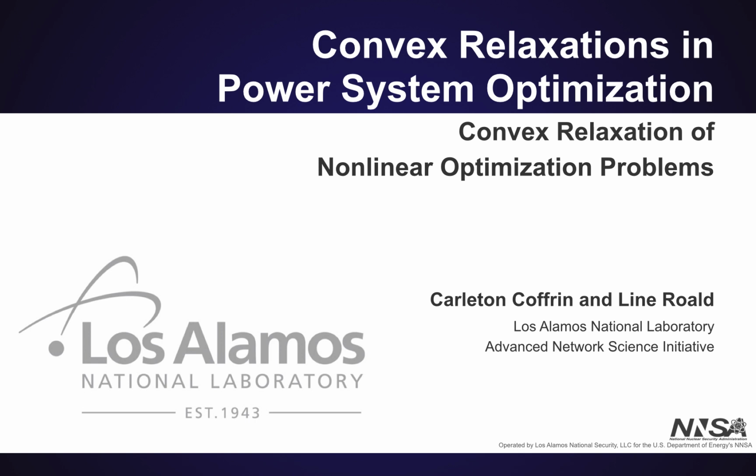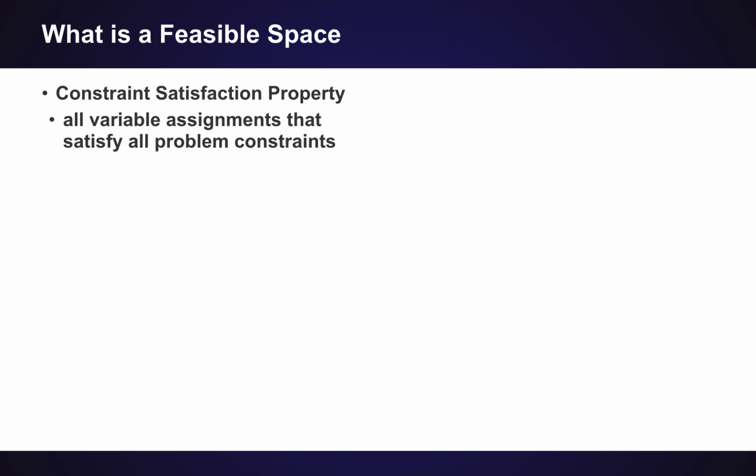And in this video on convex relaxations for power system optimization, we're going to introduce the basic concepts of convex relaxations for general nonlinear optimization problems to build up the basic concepts before we get into the optimal power flow problem. So the first question is this idea of a feasibility space, and what is a feasible space? This is really a property about satisfying all the constraints in your problem. And that is basically, what variable assignments will satisfy all of the problem constraints.